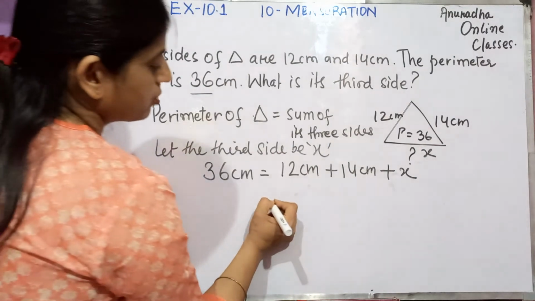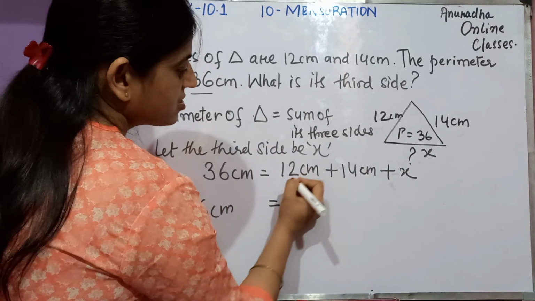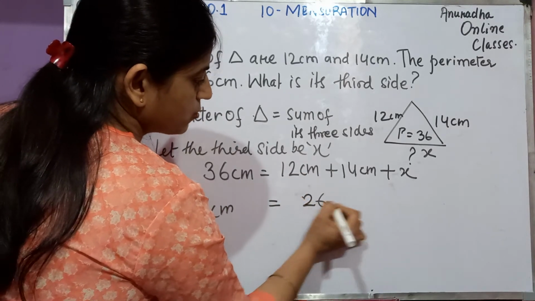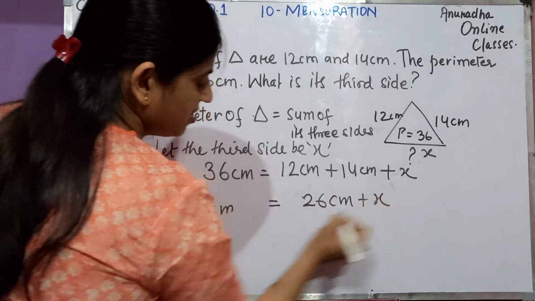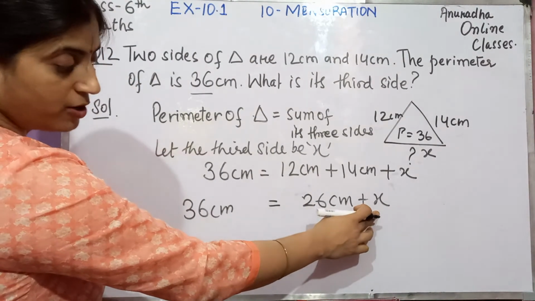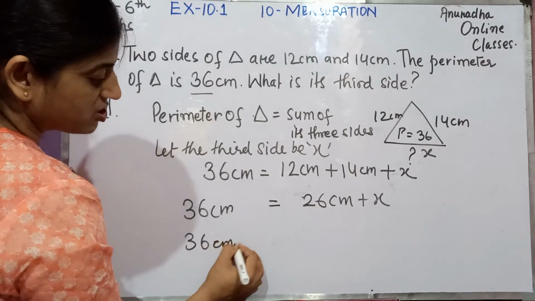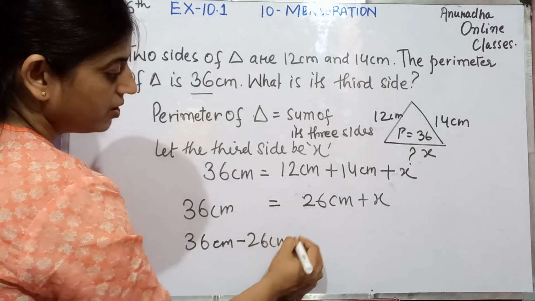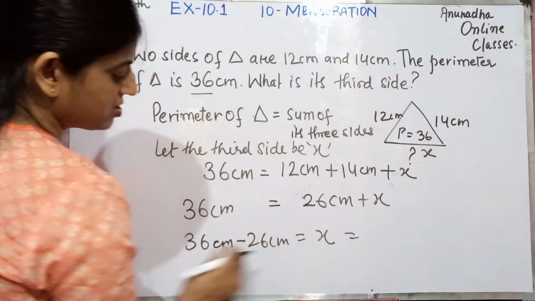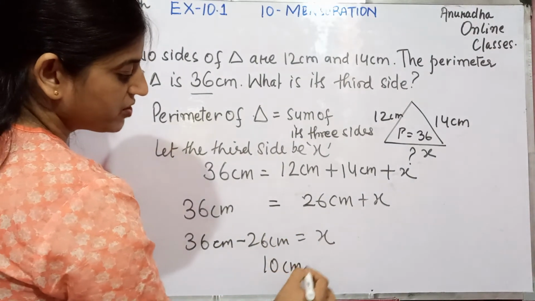Okay. Let's come to the next step. This is 36 centimeter, and you add these two: 12 plus 14 will be 26 centimeter plus x. Now see children, here x will stay only, because we have to find this out, so we will send this to the other side. It will be 36 centimeter minus 26 centimeter, that is our x, the third side. What is it? 26 from 36 goes. What will be left? That is 10 centimeter.